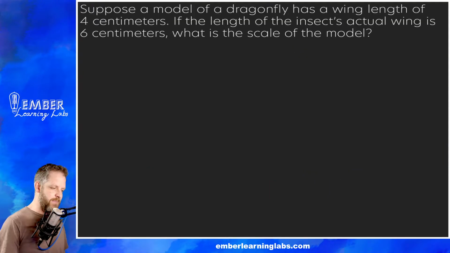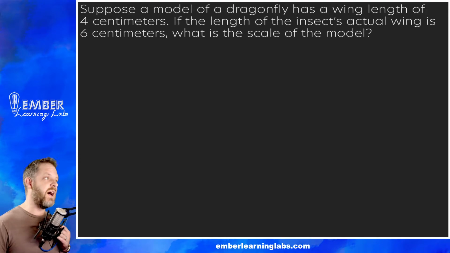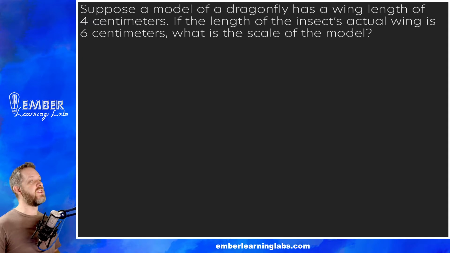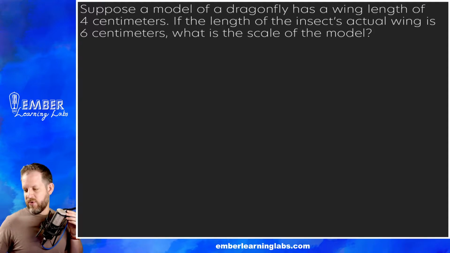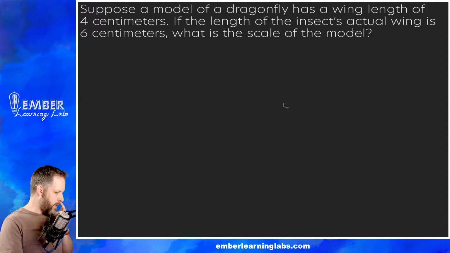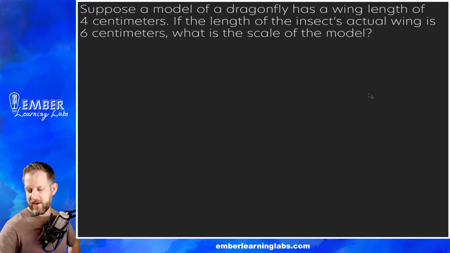So, our first example is about a dragonfly, not a dragon, but a dragonfly, right? Suppose a model of a dragonfly has a wing length of 4 centimeters. If the length of the insect's actual wing is 6 centimeters, what is the scale of the model? Okay, so what we're headed towards is we want to know how many centimeters 1 centimeter equals.